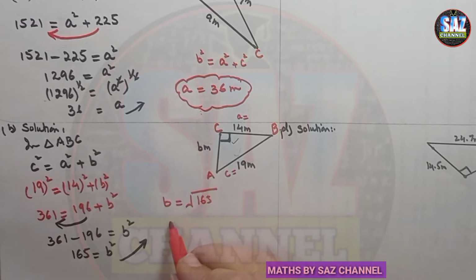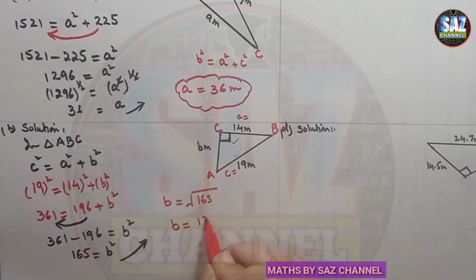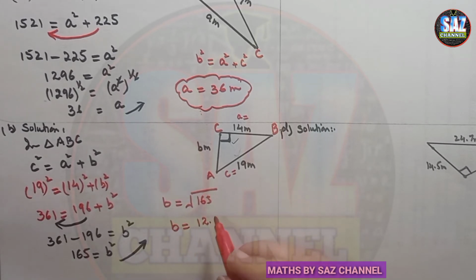This will give me B equals 12.84, or I can take 12.85, and the measurements are in meters. So I hope this question is clear to you. And let me move to the C part of the question.